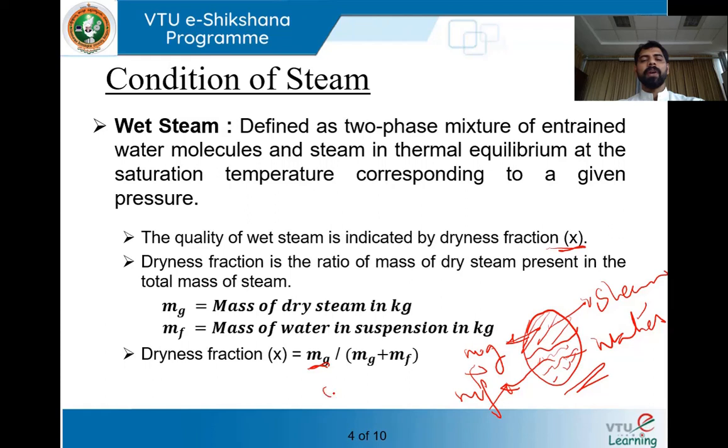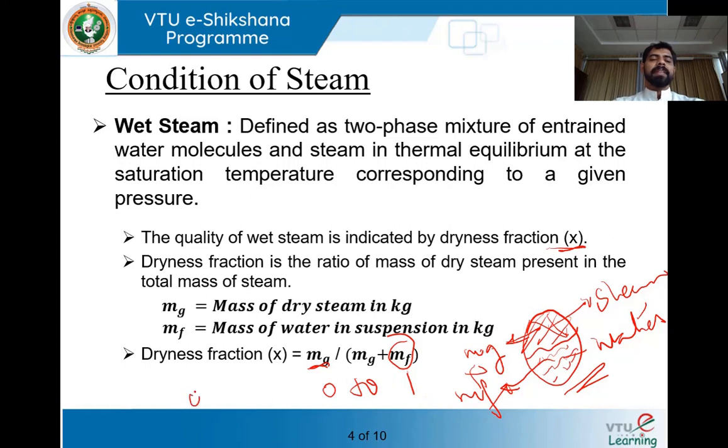So this gives you a value from 0 to 1. What does it mean? If x is equal to 0, that means you don't have any steam particles, it is completely water. If x is equal to 1, what does it mean? For x to become 1, mf has to be 0. If mf is 0, then the total mass is equal to mg only, so mg by mg becomes 1. So if x is equal to 1, it is full of steam particles, no water particles, right? So the quality of wet steam is indicated by this dryness fraction, and it can vary from 0 to 1.